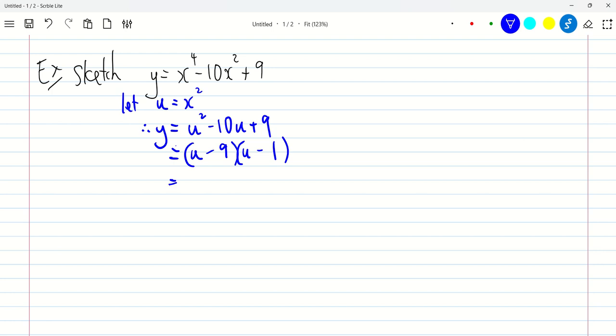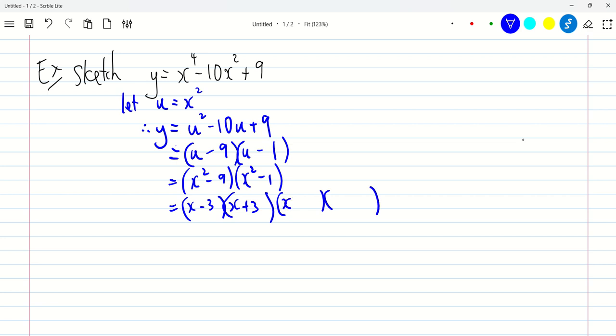Now I can put my u back in. So that was x squared minus 9, x squared minus 1. And that's good. So I've got that factorized down into two quadratics now. Can I go further? In fact, yes, I can. If you notice that x squared minus 9 is actually the difference of perfect squares, so that's x minus 3, x plus 3. And x squared minus 1 is also the difference of perfect squares, so that's x minus 1, x plus 1. And so what I've got now is it's fully factorized.